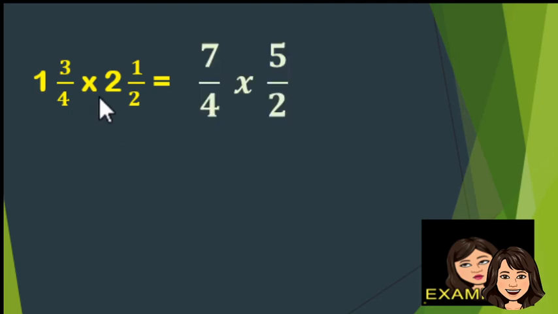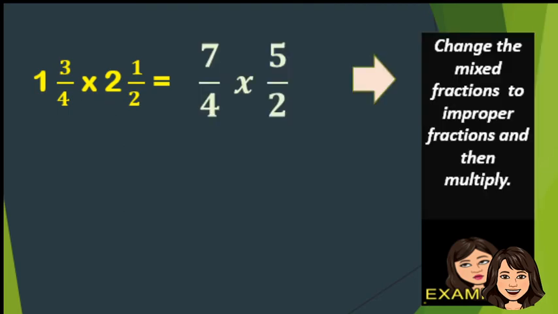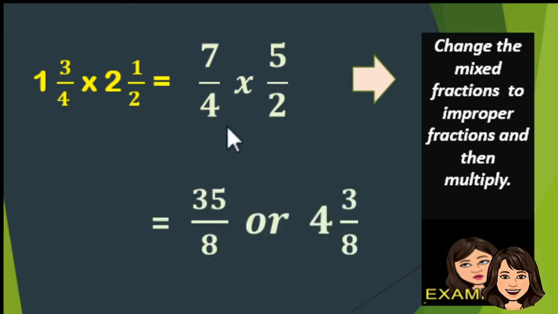More examples? Yes. We have here multiplying mixed numbers. So change the mixed numbers into improper fractions, then apply the rule of multiplying fractions. So 7 times 5 equals 35, 4 times 2 equals 8, and change to a mixed number, you have 4 and 3/8. Again, 4 is the quotient and 3 is the remainder.